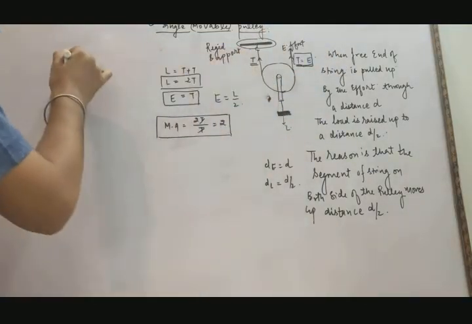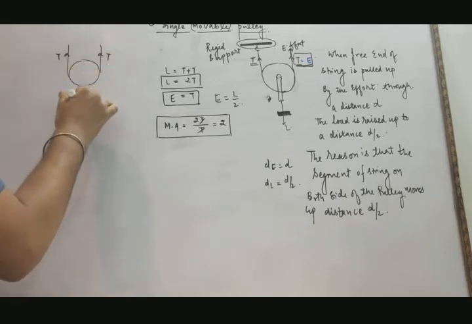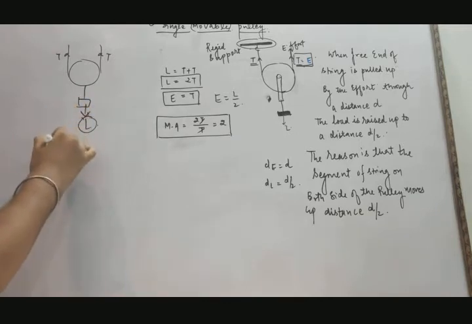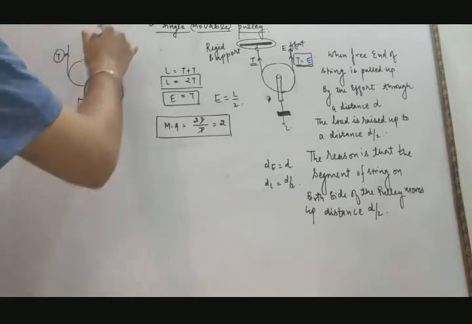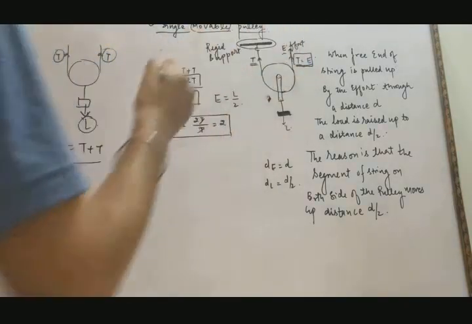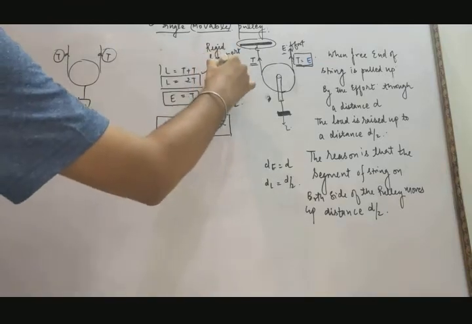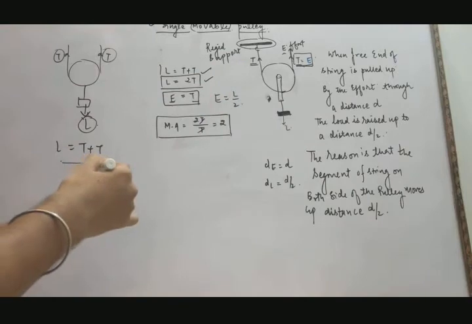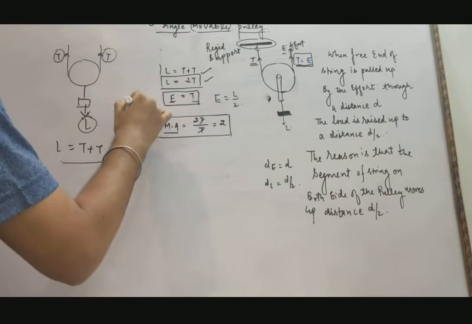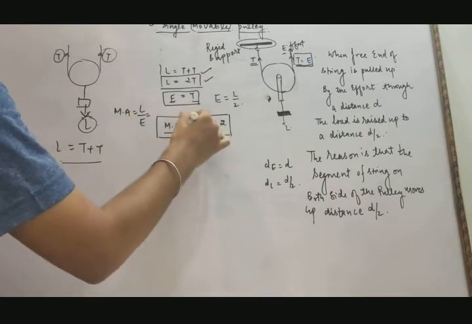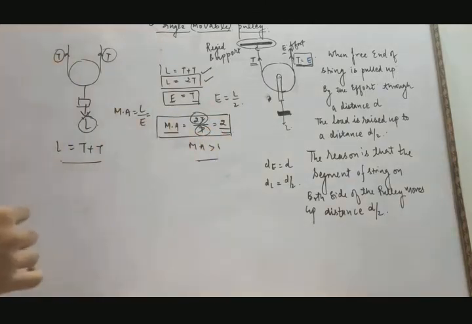Suppose this is the load, and this is the tension, this is the tension. So what happens in the balance condition? This load is balanced by these two tensions. Load equal to T plus T. And here simply effort is applied, which is balanced only by the tension. So load is equal to 2 tension, effort is only equal to tension. So mechanical advantage equal to load upon effort, we know very well, that is equal to 2T upon T, that is equal to 2. So here mechanical advantage is greater than 1.